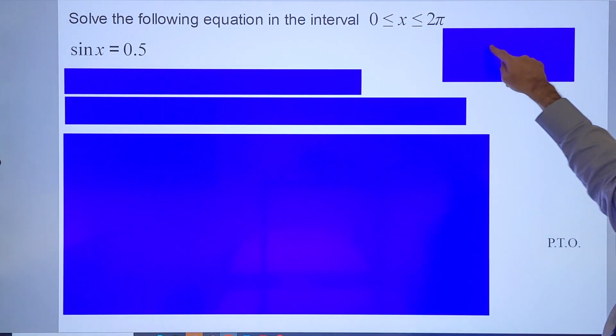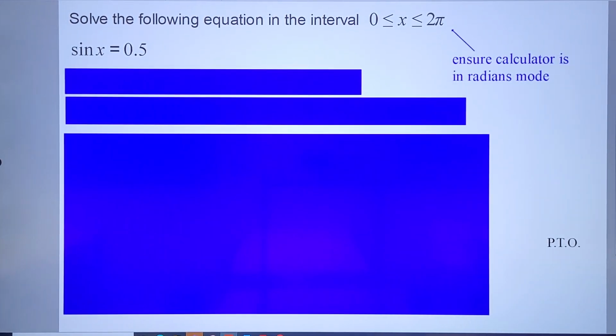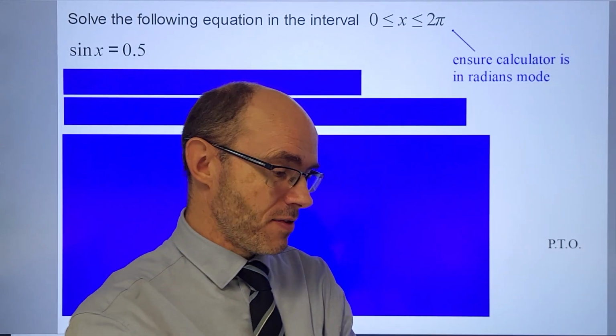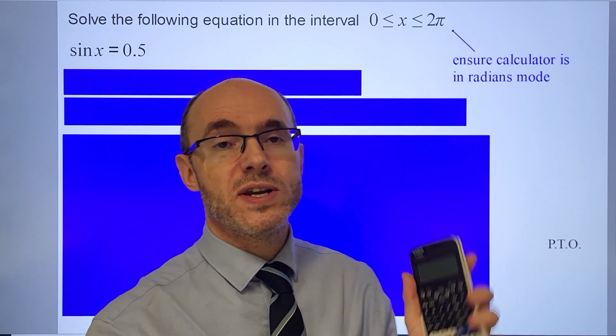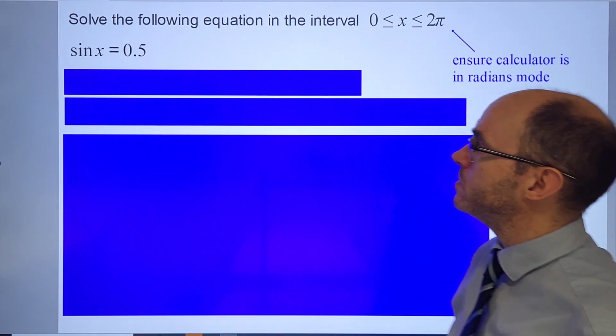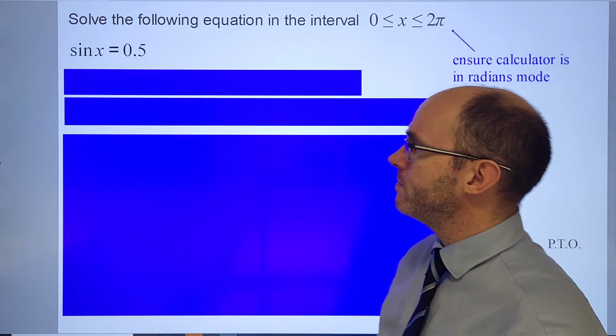The first thing I would recommend is you check your calculator mode. For example, when you look at your calculator, you've got to make sure it's got an R for radians. So I'm just going to do that now. Angle units, radians, and I'm ready to go. Just check what mode you need your calculator to be in, and then you do the inverse sine of 0.5.